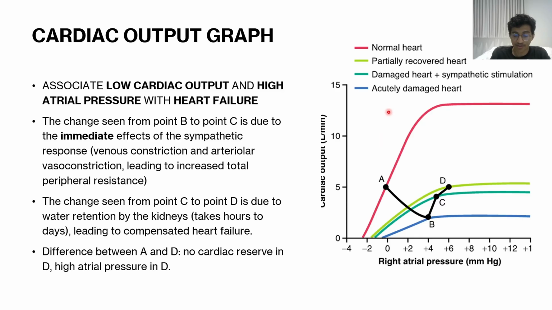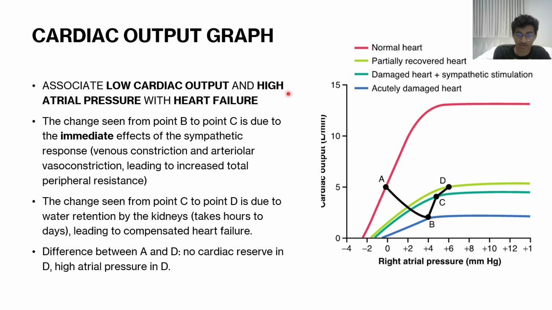Now, if this person goes into acute heart failure, they will end up at point B. Now at point B, you can see there's low cardiac output, lower than the 5 liters per minute which are needed at rest, and there's also high right atrial pressure. Okay, now if you see this, this is always acute heart failure. So this change from A to B shows that there's lower cardiac output and high right atrial pressure. Right atrial, I should have put right atrial pressure here.